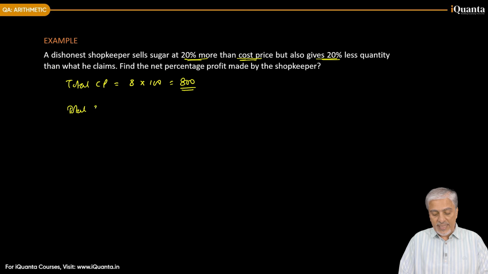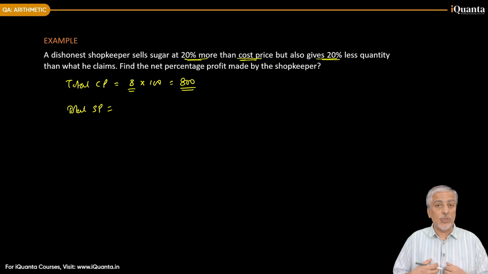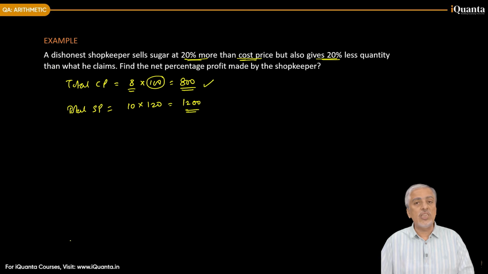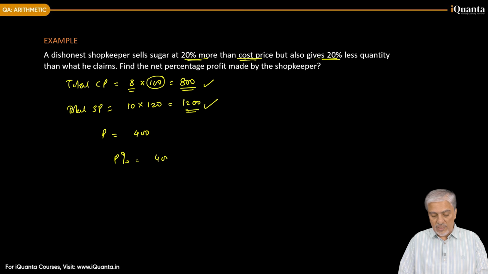Now, what does your total selling price become? Because you're going to charge me for 10 kg, and instead of this 100, you will charge me 120, that becomes 1200. So something which was costing you 800 has been sold for 1200. Profit is 400 rupees. Profit percentage is profit upon cost price into 100, which is 1 by 2. Answer is 50%.